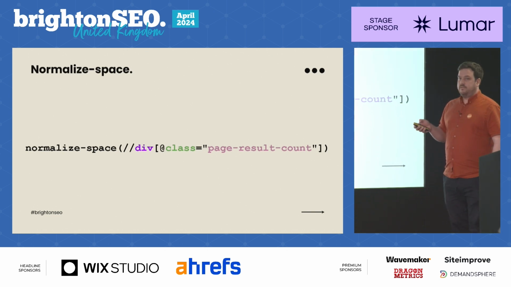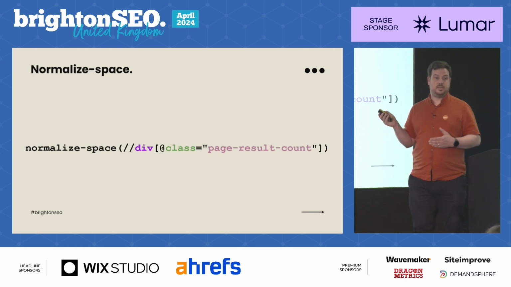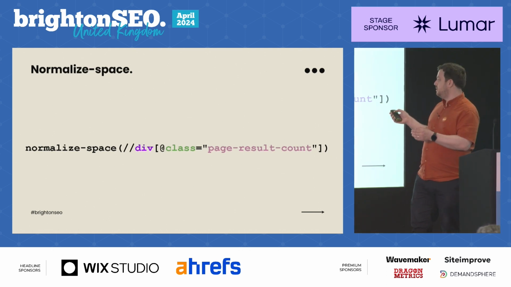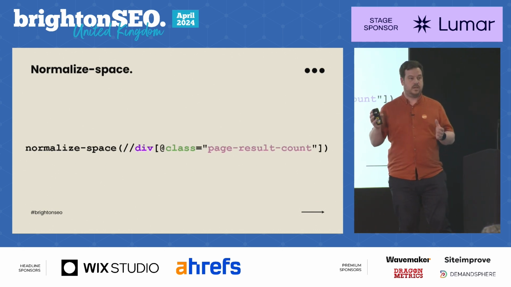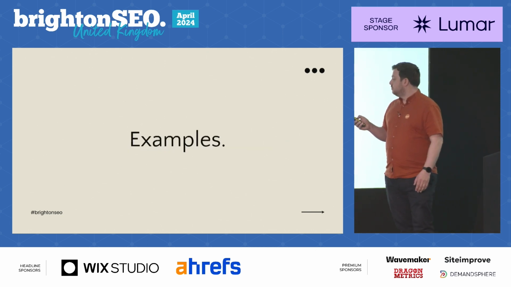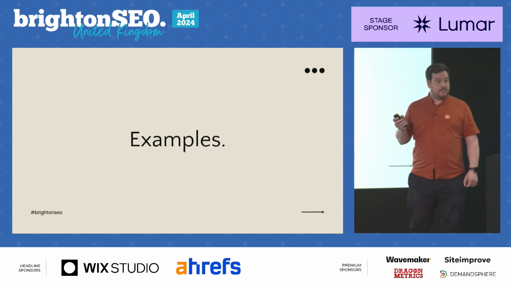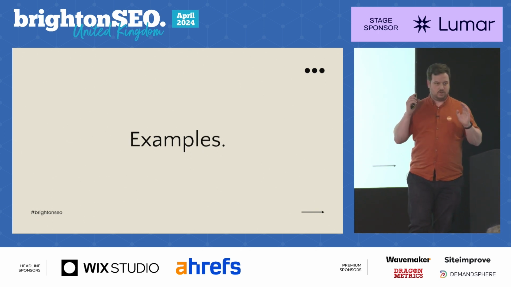Normalize space. If any of you have used trim in Excel before, this works in exactly the same way. You put normalize space, wrap it in brackets, and it will remove any white space from the content that you're trying to extract. And that's it. Let me just show you some real-world examples, because I appreciate I've gone very fast here.